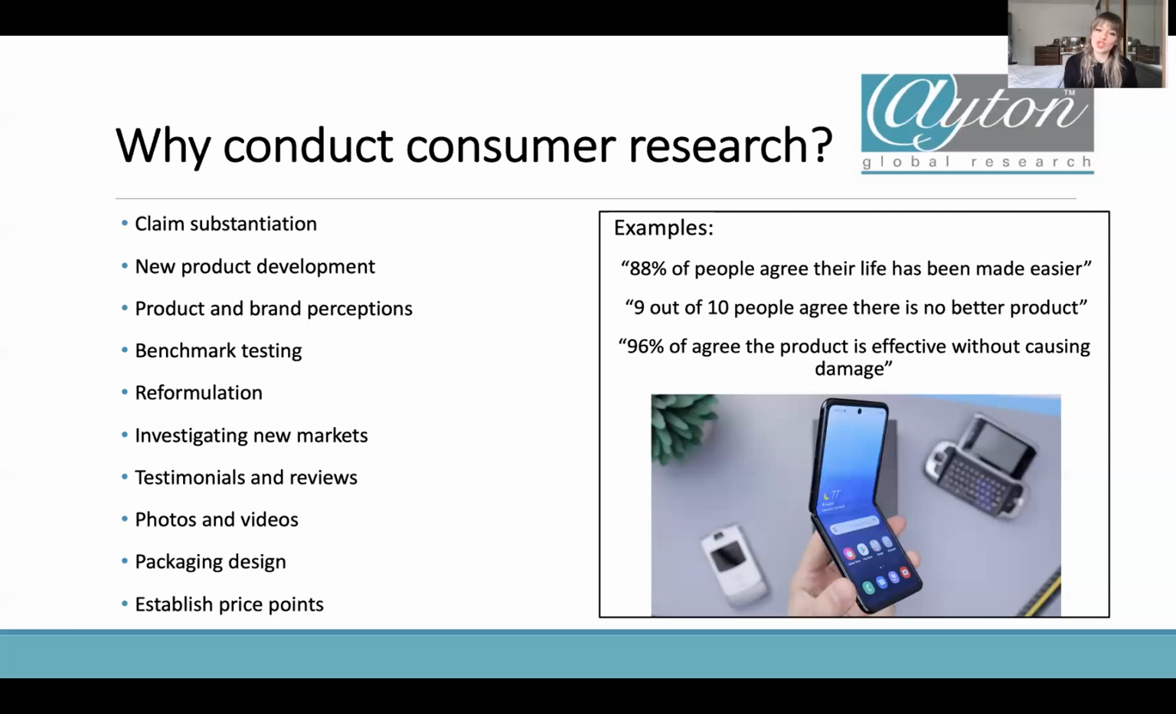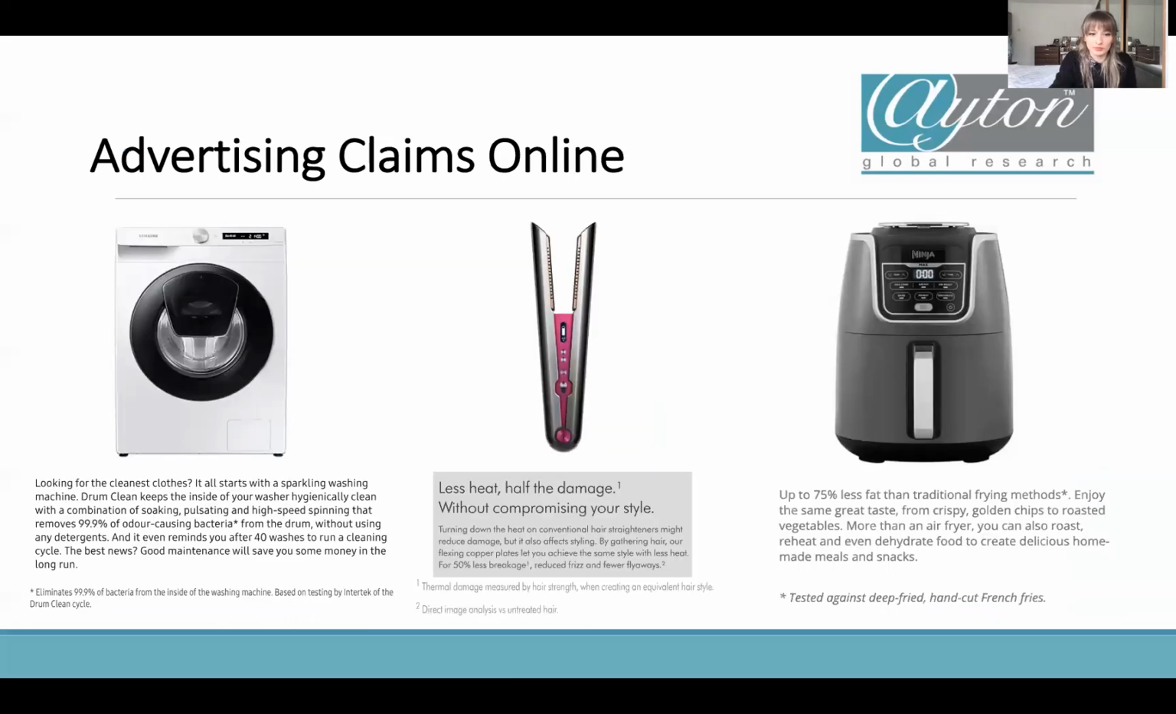Kind of examples of consumer claims there. We've got 88% of people agree their life has been made easier. That could be something like a new microwave or a new Hoover, as I say. 9 out of 10 people agree there's no better product. I mentioned that earlier in a comparison. 96% of people agree the product is effective without causing damage. That could be something like a hair straightener or a hairdryer. So you can get really easy substantiated claims through these studies.